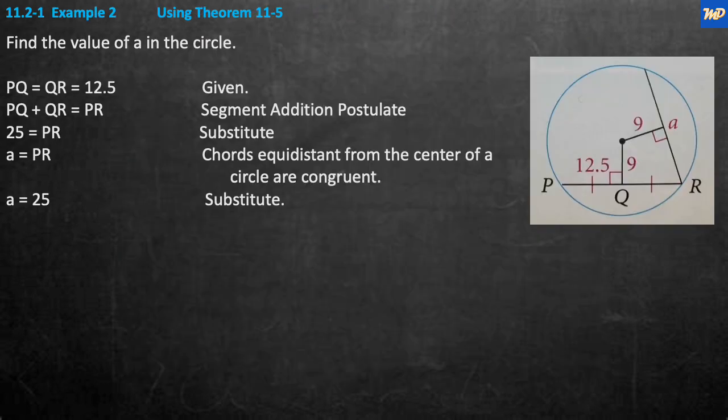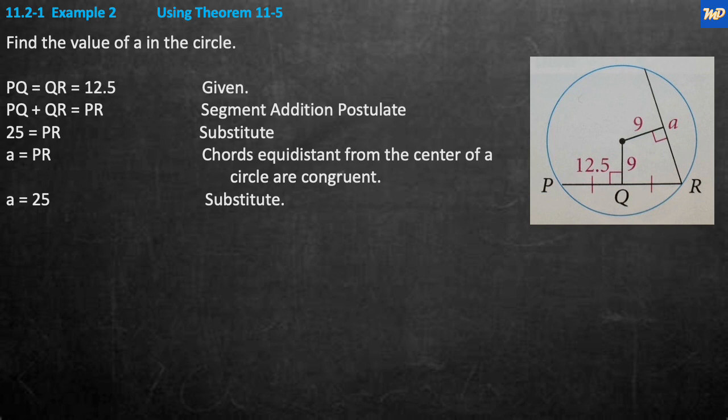Okay, example 2, using theorem 11-5. Find the value of A in the circle. So you see the diagram there. A is right there. You see it on that chord. It's attached at 90 degrees to that chord. So what are we saying here?